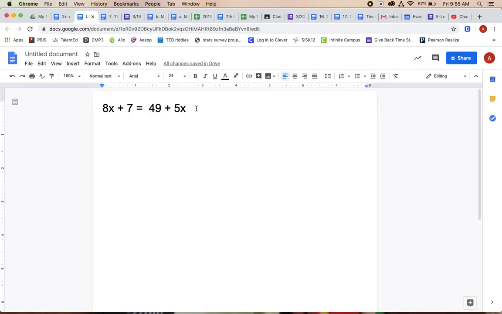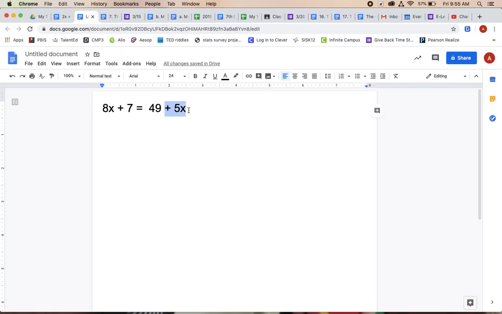And no, it does not matter what you do. So I'm going to show you one way, but just know it doesn't matter what side the variables go on versus the other. You will get the same answer. But here we go. The first thing I want to do is get all my x's together.